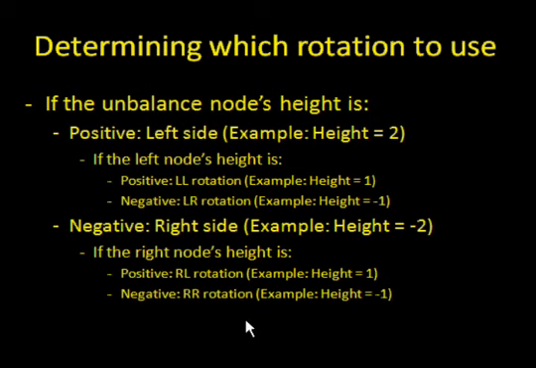Now you might wonder exactly which rotation you have to use at which given time. If the unbalanced node's balance is positive, that is, the left side is larger, or negative. If it's positive, then you should use a left rotation or a left-right rotation. Otherwise, if it's negative, then you would use a right-left rotation or a right rotation. These are some hints of how you might be able to code it.